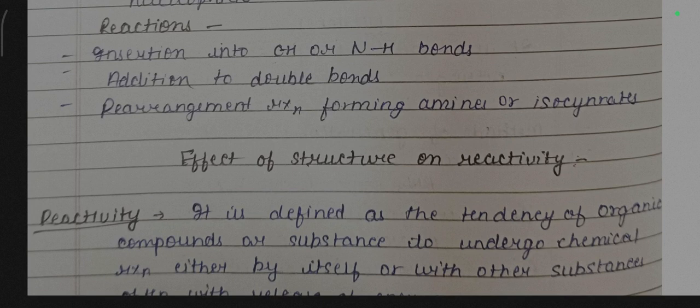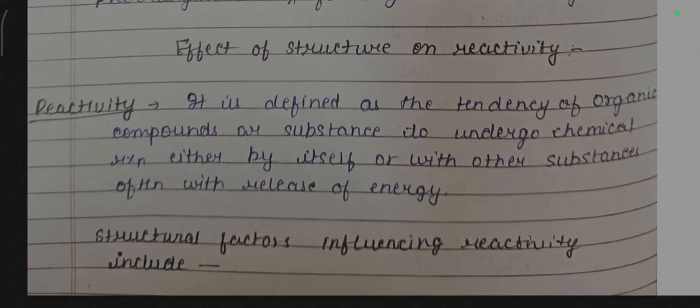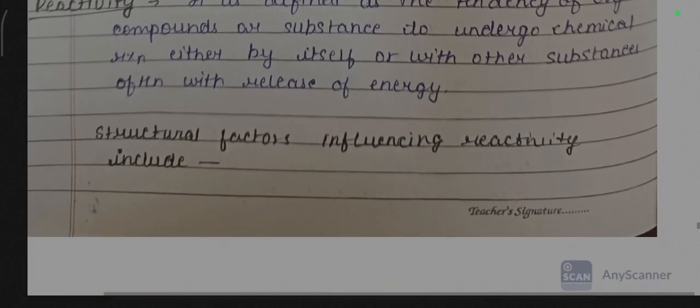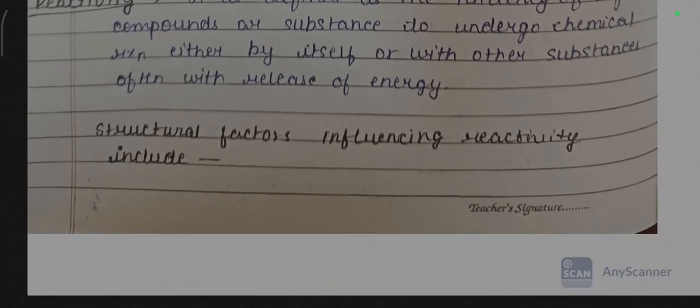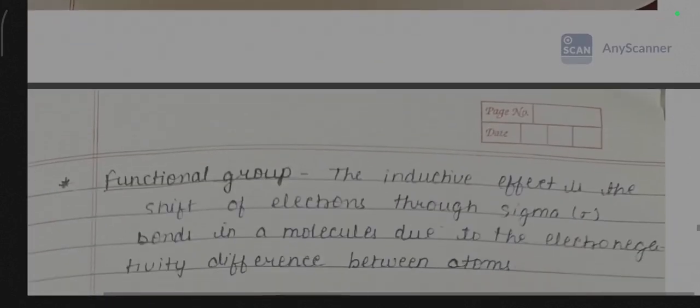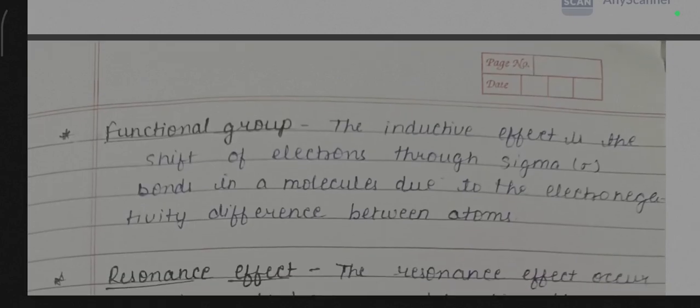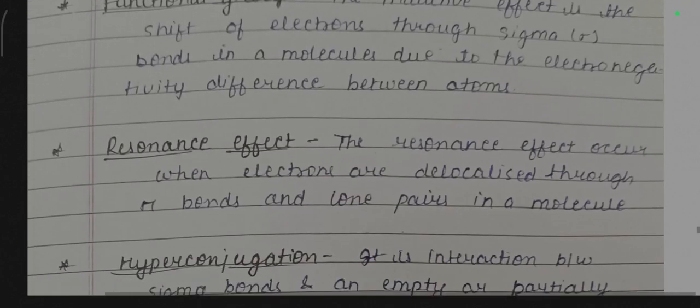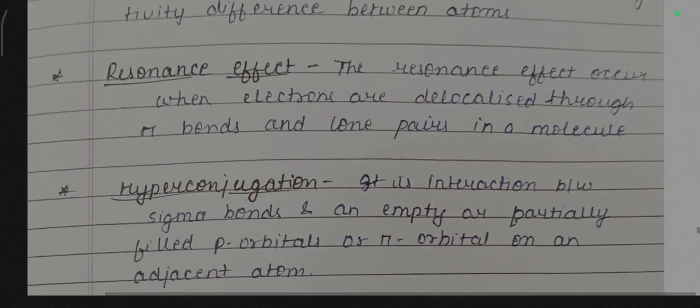Effect of structure on reactivity. Reactivity is defined as the tendency of an organic compound or substance to undergo chemical reaction, either by itself or with other substances, often with release of energy. Structural factors influencing reactivity include the functional group. The inductive effect is the shift of electrons through sigma bonds in the molecule due to the electronegativity difference between atoms. Resonance effect. The resonance effect occurs when electrons are delocalized through pi bonds and lone pairs in a molecule.